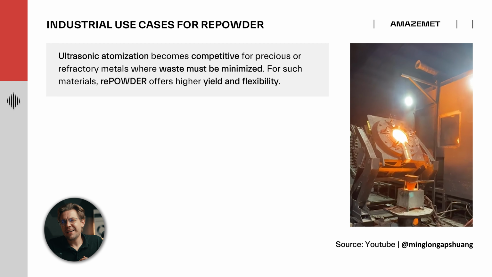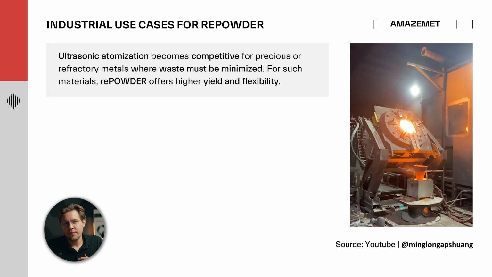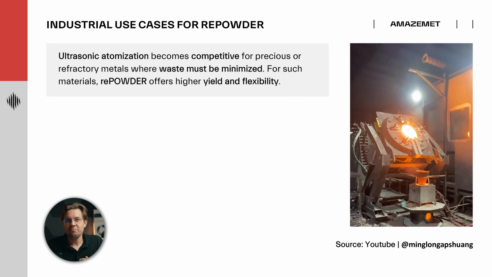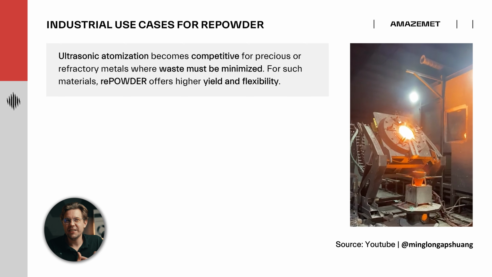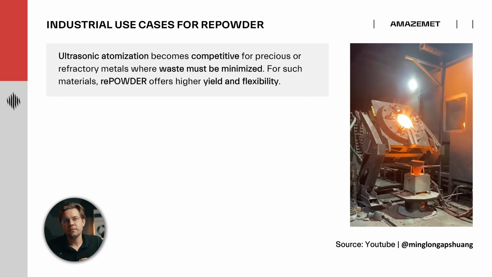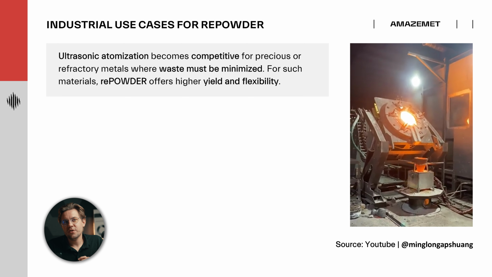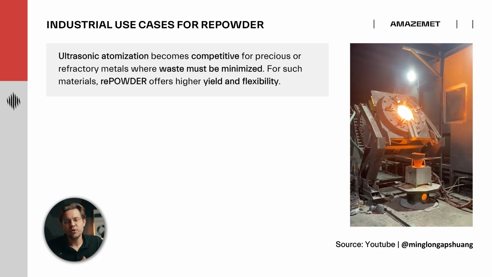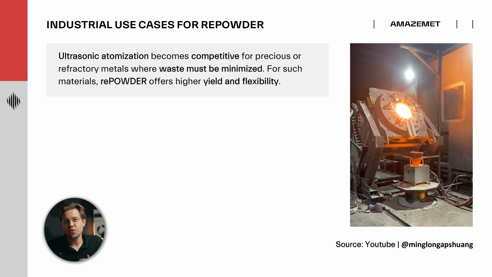It doesn't make much sense to compete with VIGA. If we are to spray moderate quality powder with materials such as steel, VIGA will always be more efficient. It is possible there to spray in one shot 100 kilograms or 200 kilograms of powder. There is no way for an ultrasonic atomizer to compete with that.